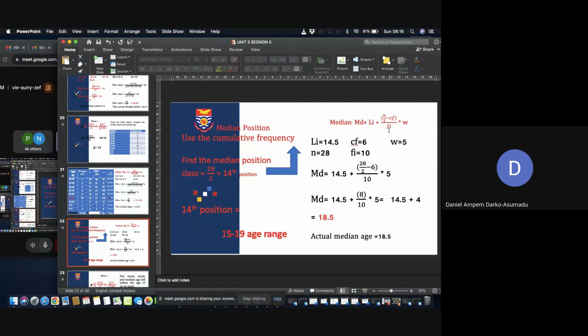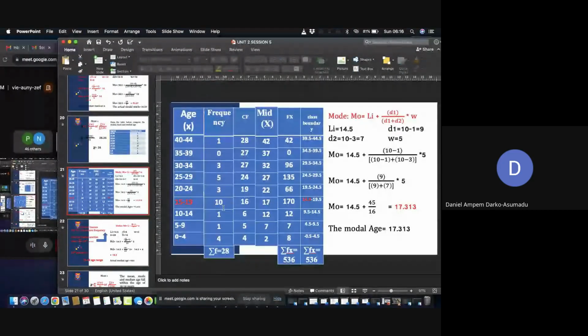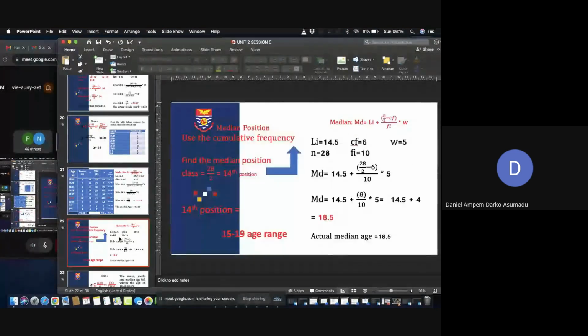Then F is the frequency of the median class. So when we go back to the table, what is the frequency of the median class? The frequency of the median class is 10. Then the width is the same. The width is 5.